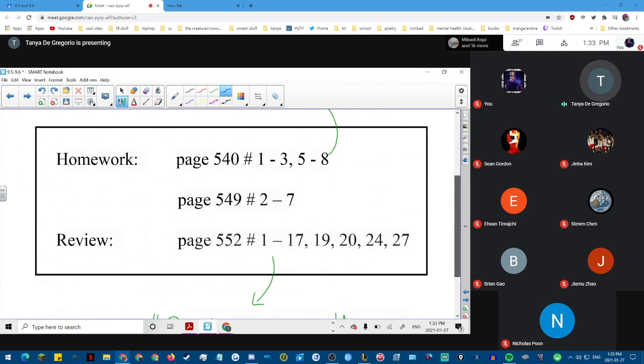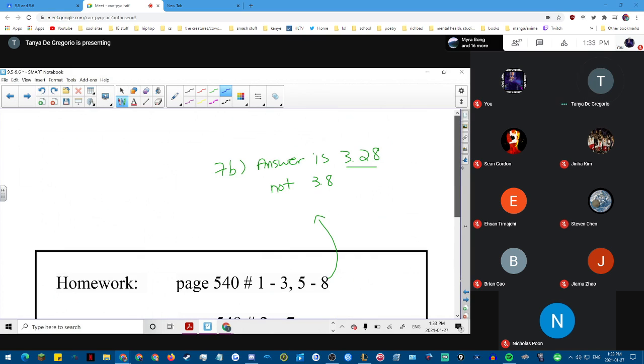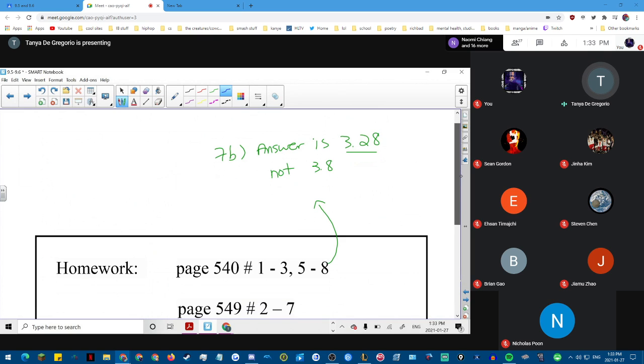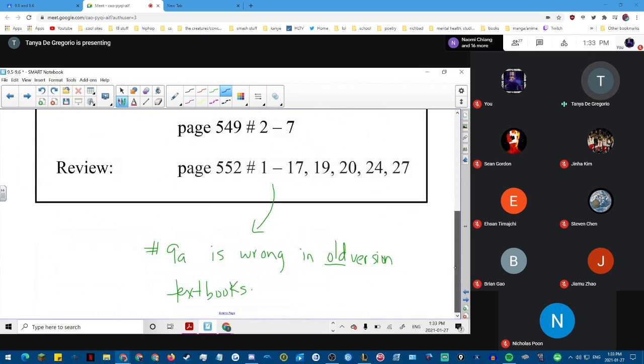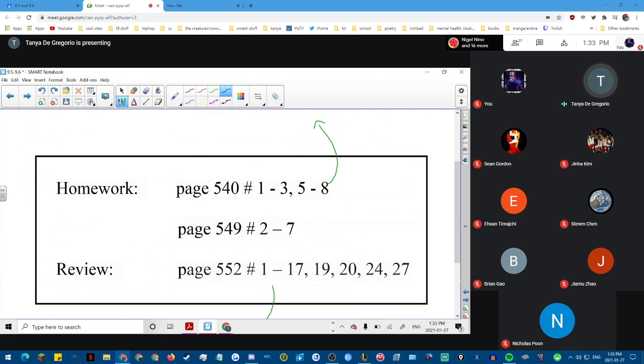Okay, so this is your homework and the review. Note 7B, answer is 3.28, not 3.8, so mistake in the book. And in some of the older versions of the book, 9A is also wrong. If you have a newer one, then I think it's been corrected. And that's it, guys. Chapter 9 is done. The course is done. So again, guys, most of chapter 9, or at least this section, is formulas, and the rest is really solving.